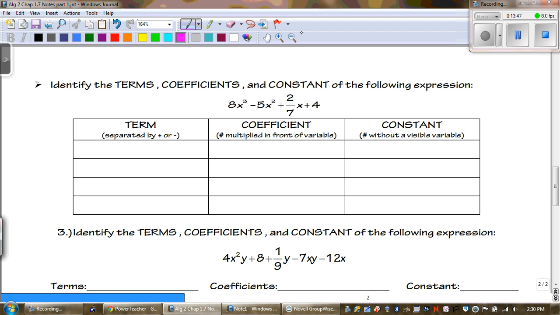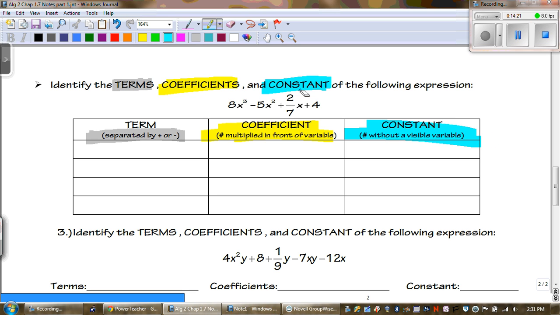Okay, we're going to talk a little bit about some terms, coefficients, and constants. Now, some of you guys might know this, but terms are separated by positives and negatives. Okay, pluses or minuses. All right, a coefficient is the number multiplied in front of the variable. And the last thing we're talking about is a constant, and that's a number without a visible variable.